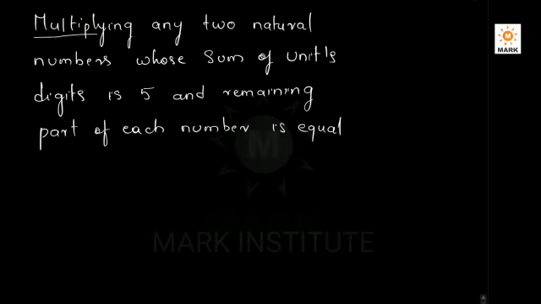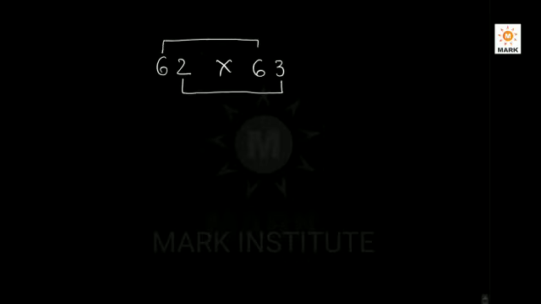We are going to discuss how to multiply any two natural numbers whose sum of unit digits is 5 and the remaining part of each number is equal. Let me show you one example. Suppose you take 62 into 63. The sum of the unit digits is 5, the condition is satisfied, and the remaining parts are the same. So multiplying these kinds of numbers is very easy.